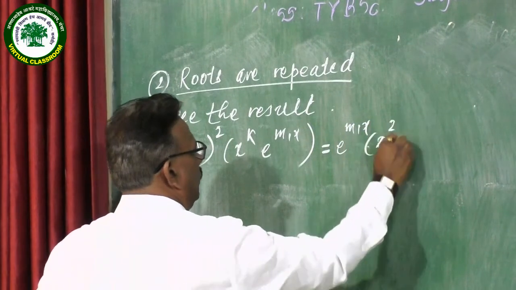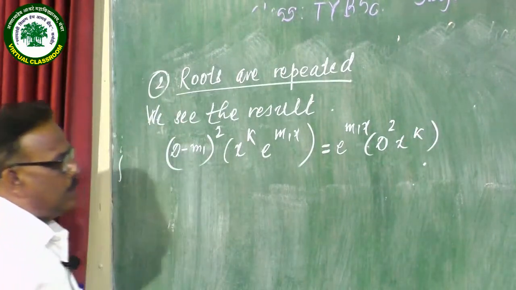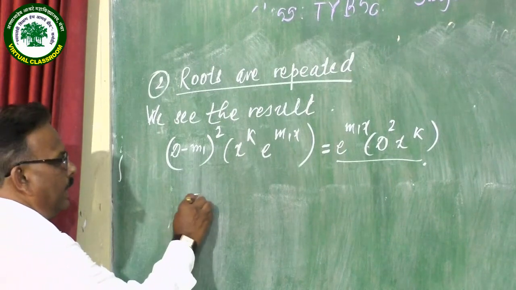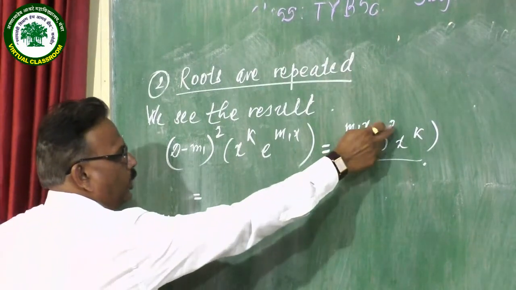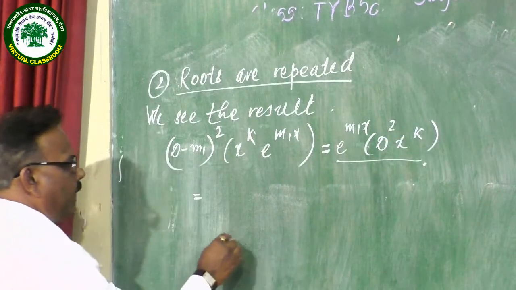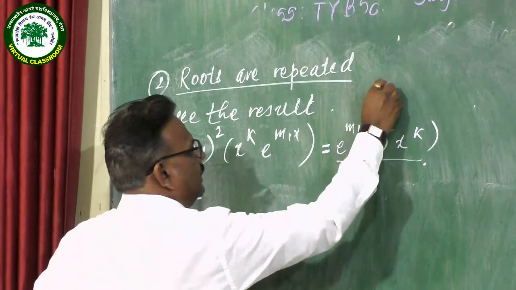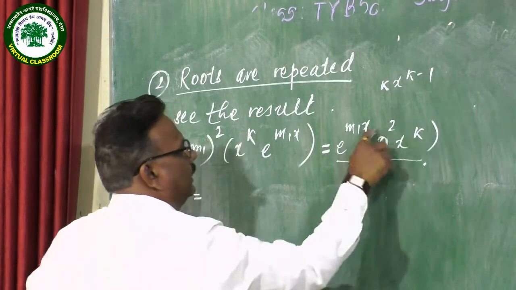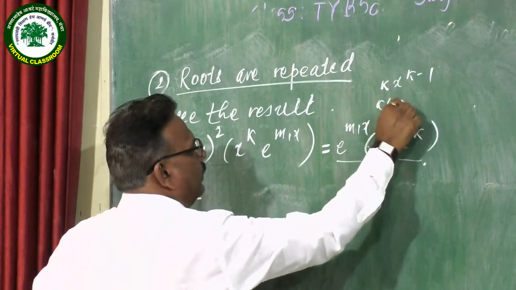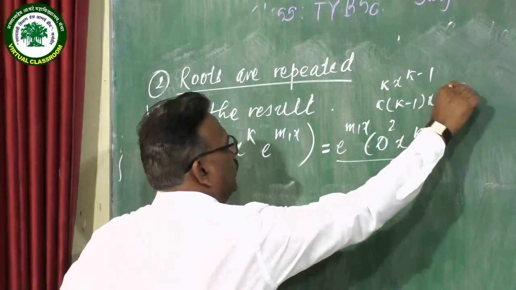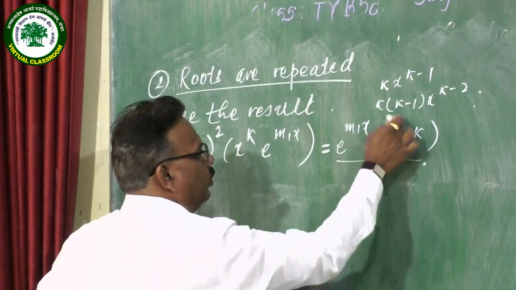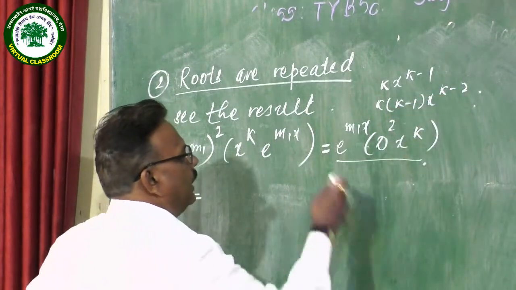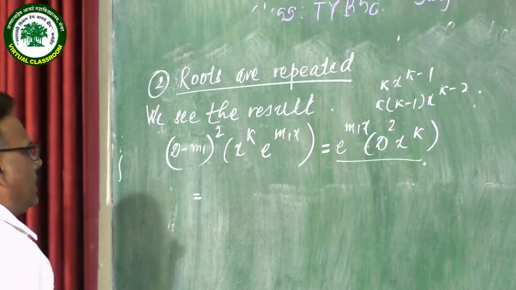into D² x^k. Just consider the right hand side. This result is a standard result. What will happen here? We have to take the second derivative of x^k. The first derivative is k x^(k−1), and the second derivative will be k(k−1) x^(k−2). So taking the derivative 2 times, x^k gives k(k−1) x^(k−2), and e^(m1 x) is common.